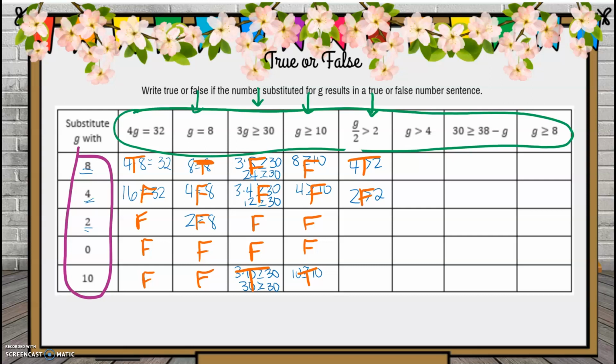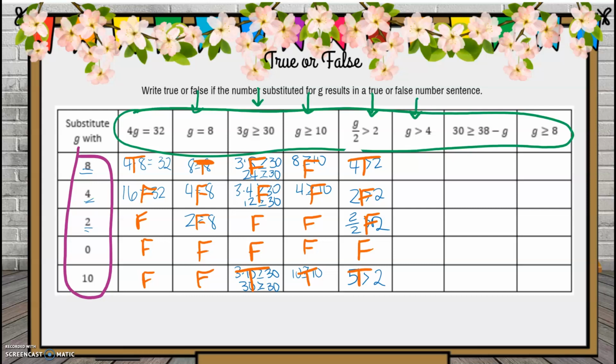What if we replace G with 2? 2 over 2 greater than 2. I know 2 over 2 equals 1. So 1 is not greater than 2. That is false. 0 over 2 is not greater than 2. Also, that is false. Let's look at 10 over 2. Is that greater than 2? I know 10 over 2 is 5. And 5 is greater than 2. So that is also true.